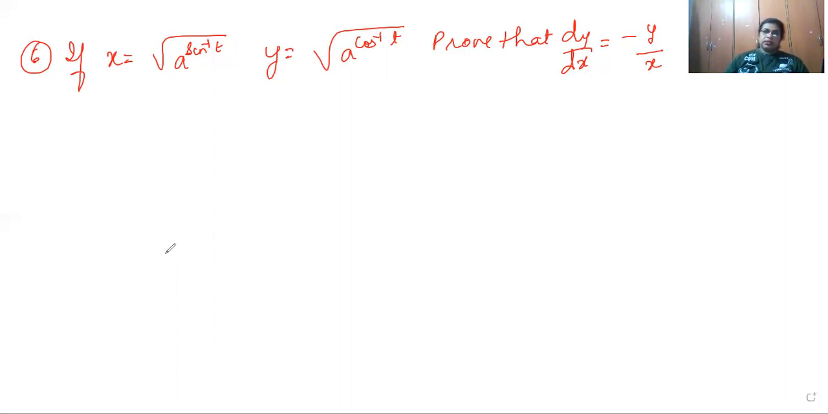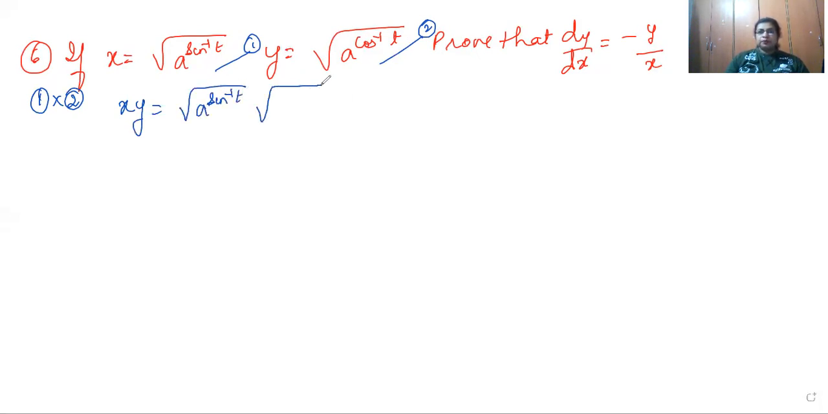How do I solve this? I can explain in two ways, but one type is very, very simple. You'll get the answer in 3 to 4 steps. What I do here is multiply the two equations. Suppose this is equation one and this is equation two, multiplying 1 and 2. What will I get? The left side gives x into y, which is equal to root of a to the power sine inverse t into root of a to the power cos inverse t.